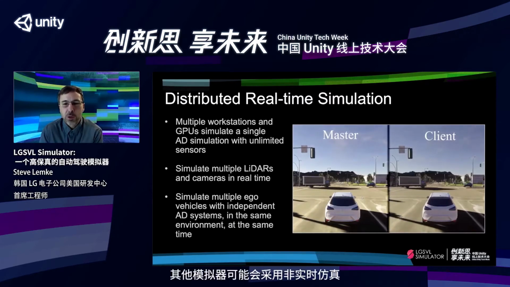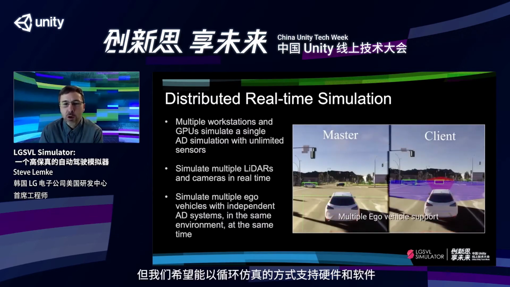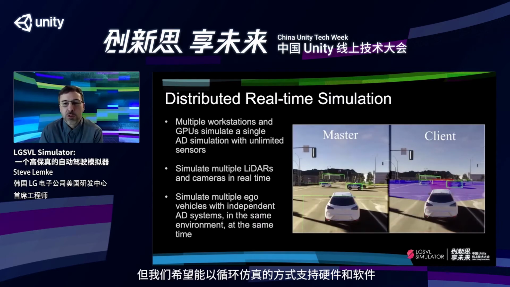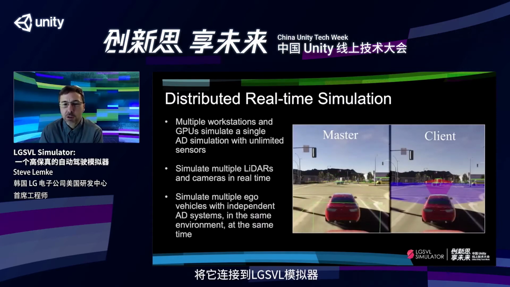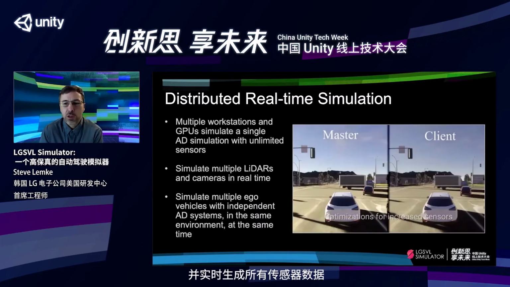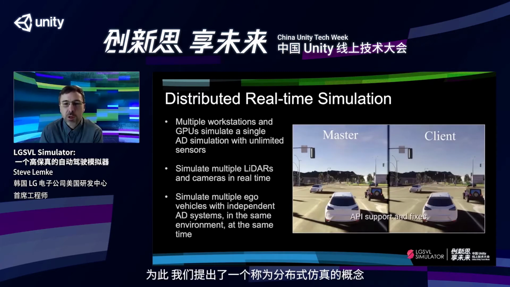Other simulators may resort to non-real-time simulation, but we wanted to be able to support hardware and software in the loop simulation, where you can literally take the AD computer out of a vehicle, connect it to LGSVL simulator, and generate all of the sensor data in real time, just as would happen in a real car. In order to do this, we came up with something we called distributed simulation.